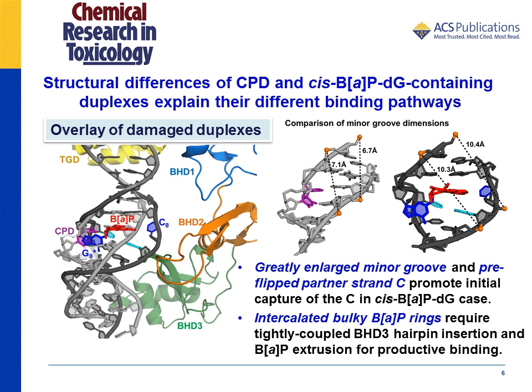For the cis-BAP-DG case, intercalated bulky BAP rings require tightly coupled BHD3 hairpin insertion and BAP extrusion for productive binding. However, for the CPD case, the small lesion extrudes readily to the major groove, while the partner bases flip in correlated motion into the protein, leaving a fully opened site. Then the BHD3 hairpin inserts spontaneously.